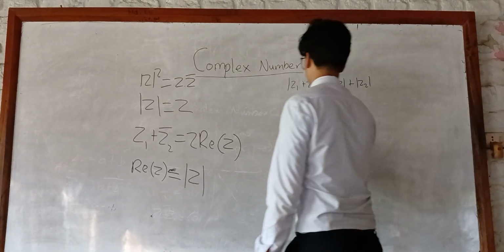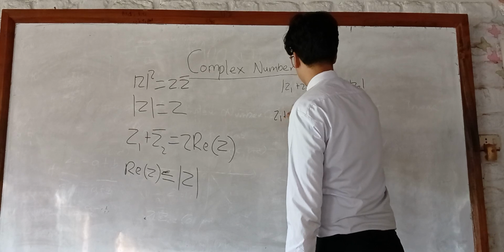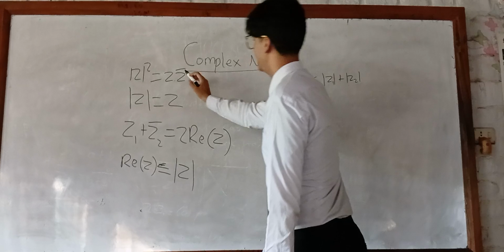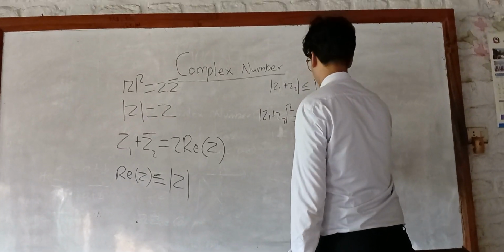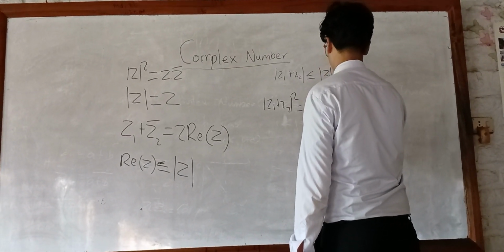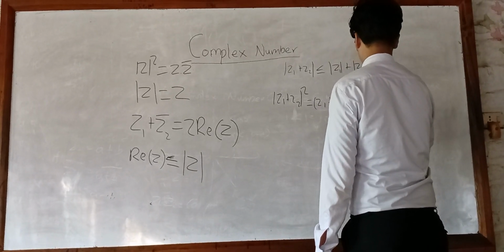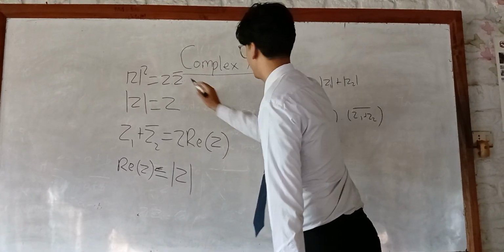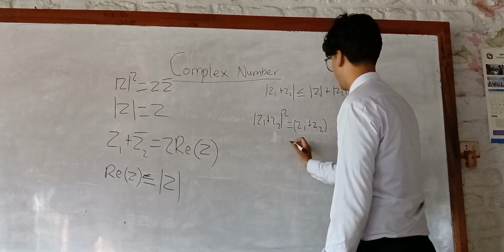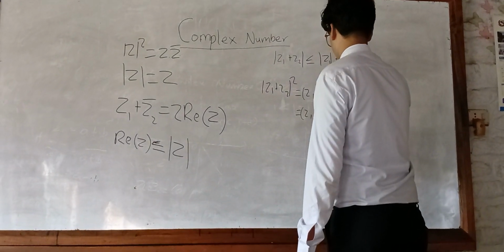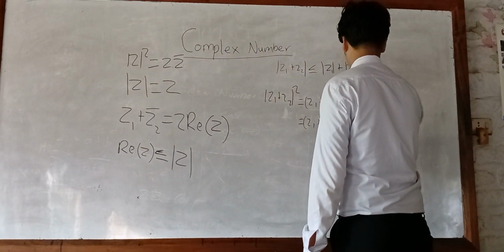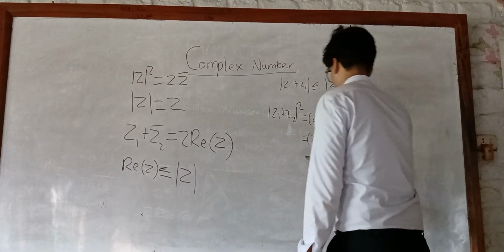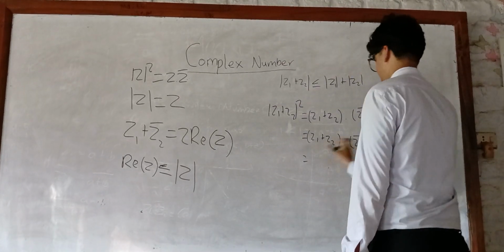So first I'm going to take z1 plus z2 as a whole, and we can use this property to write it as z1 plus z2 multiplied by z1 bar plus z2 bar. We are using this property for opening this. Now I'm going to multiply these two.